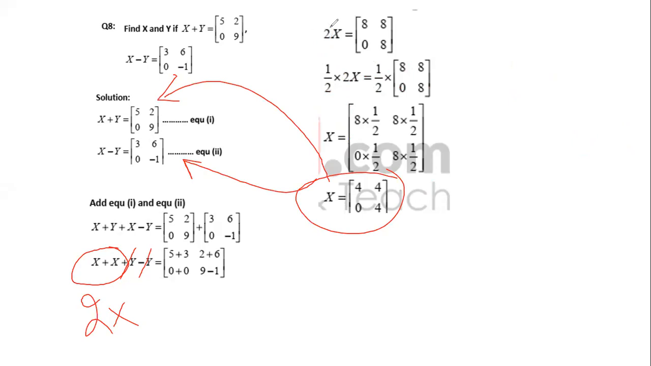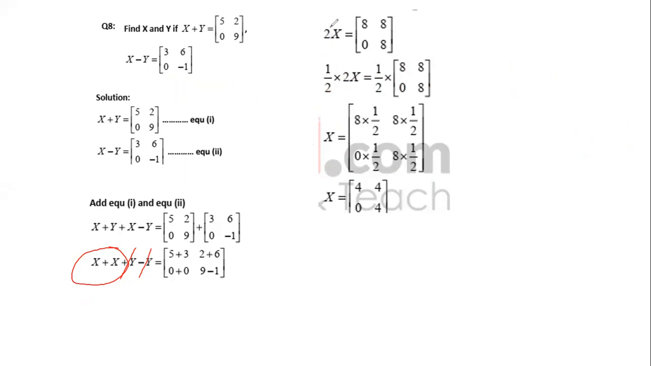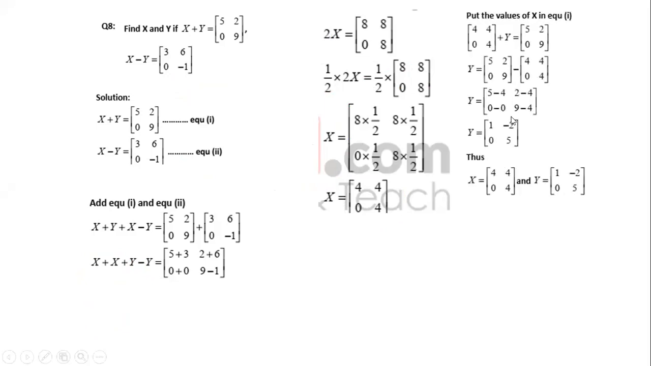So x plus y is simple, because in the x minus y there is a subtraction, and in the x plus y there is no subtraction, there is just addition. So do that. Put this value of x in equation 1. In equation 1 here, just place the value of x.